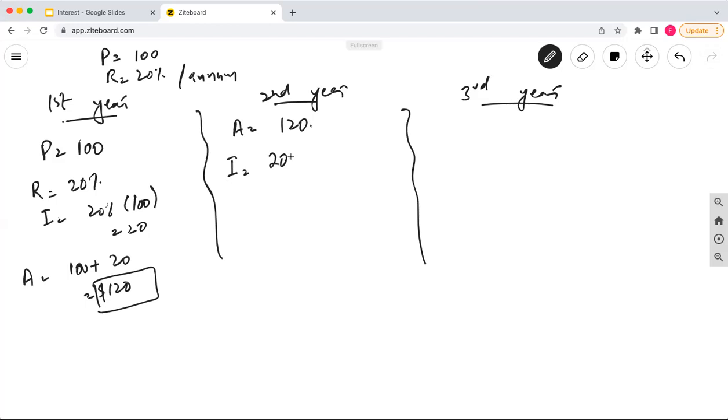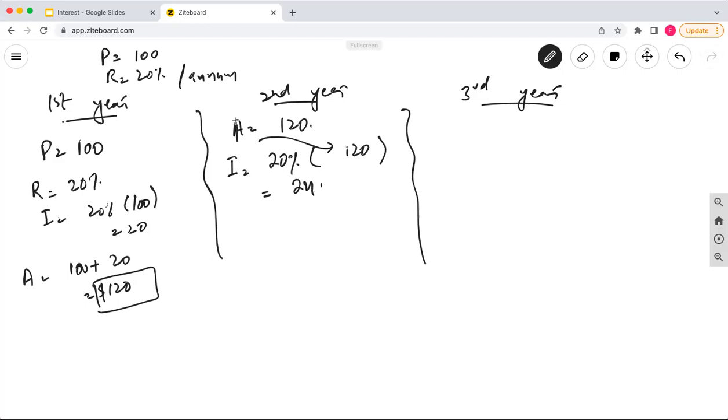Interest is actually 20% of what? Whether 120 or 100? Of A, which is 120. That's the only difference: in simple interest, we take the rate of interest on the principal value. But in compound interest, we take the percentage rate of interest on the value at the end of the last, preceding year, which is 120. And 20% of 120 is 24.